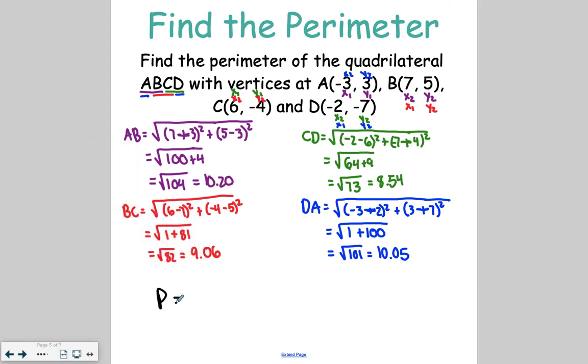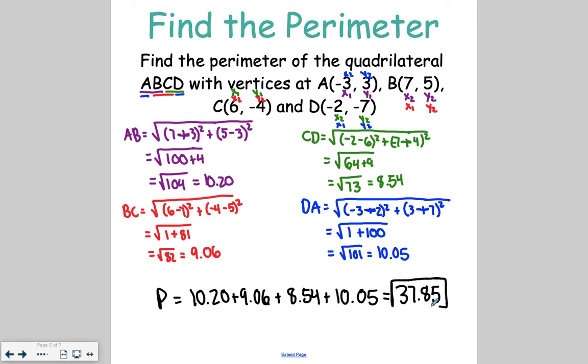Again, now we need to find our final perimeter here. And for that, we are going to add up our data points. So 10.20 plus 9.06 plus 8.54 plus 10.05, and that is going to give you an answer of 37.85 as the perimeter of this quadrilateral.